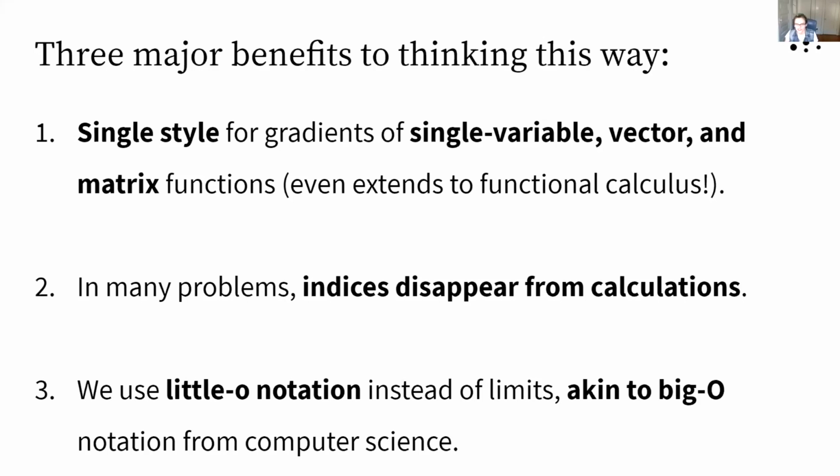It shortens things. And for me, it's just simpler. And then lastly, we're going to end up using the little o notation instead of limits, which is sort of akin to the big O notation from computer science. And this is something that maybe people have a bit better intuition about from having had to understand how quickly certain algorithms run.